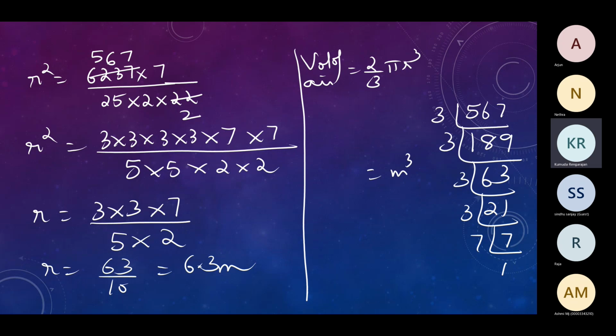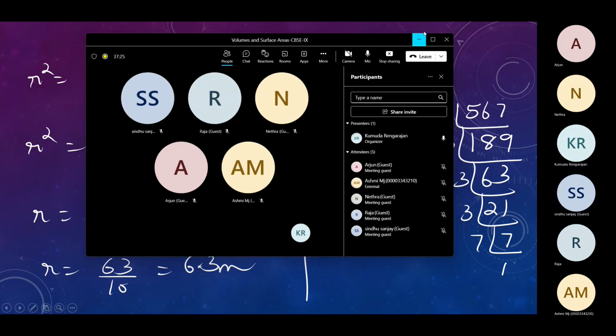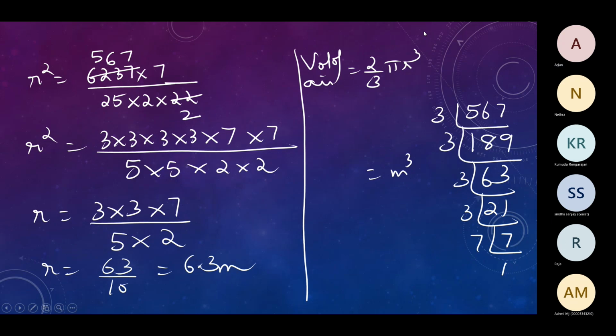Yeah, 2 by 3 pi r cubed you can solve later. Finished till r is equal to 6.3. Yes, ma'am. All of you writing? Completed, ma'am. Okay. Completed. Very good.